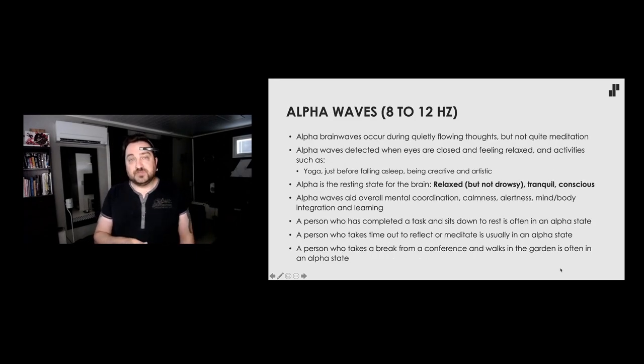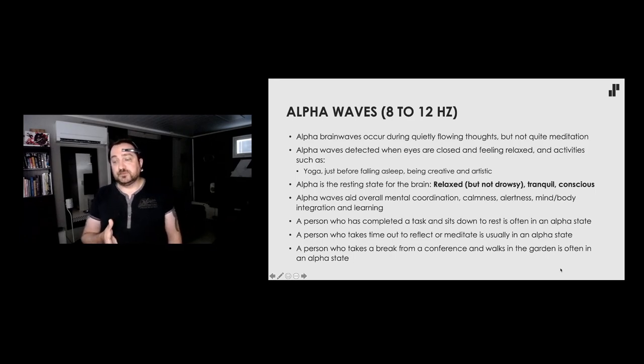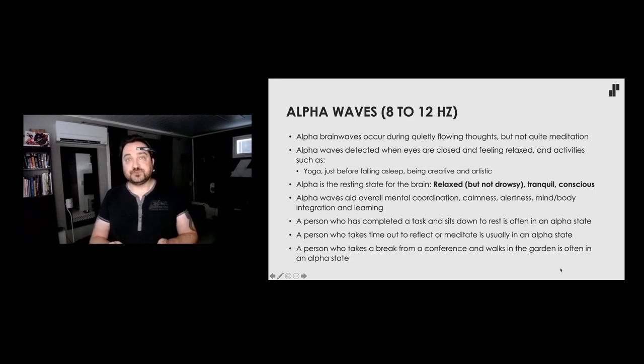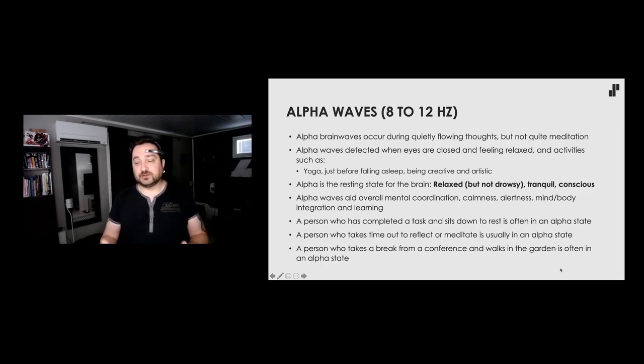Then we have alpha. As I mentioned, with alpha you are wide awake, but you're relaxed. You are not drowsy, so you are not falling asleep, but you are not yet very active. So this is a kind of tranquil conscious state. When you take a break from a conference and you walk around a little bit, you're in alpha state. If you reflect or meditate actively, you will be in alpha state. So it's a bit more active than the previous ones.